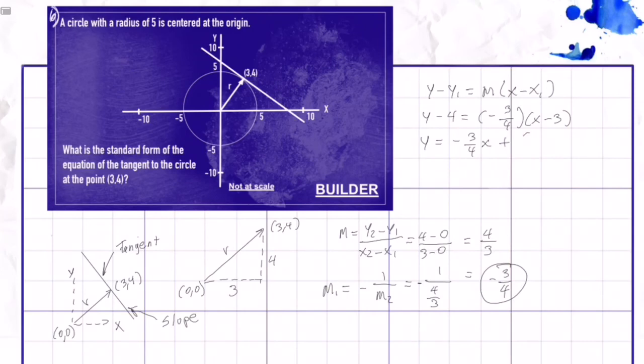x plus 9/4 plus 4. So we solve 9/4 plus 4. We have that the answer is 9 plus 16 divided by 4. Solving the equation, we had the result of 3 divided by 4 x plus 25 divided by 4. That is your answer. That is the equation of the line.